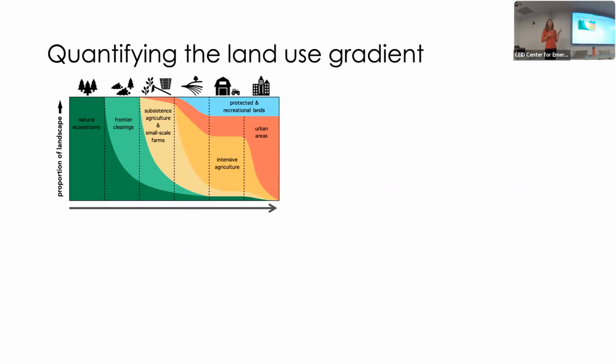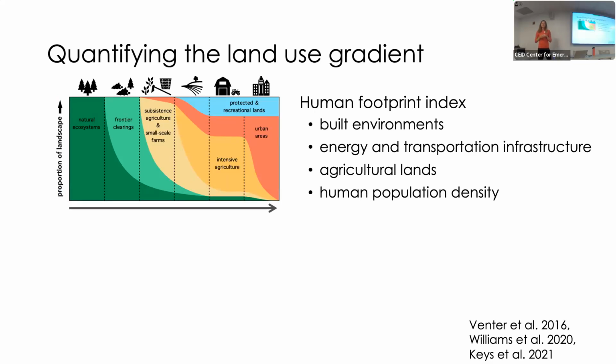So how do we actually quantify this land use gradient, which we know is really complex and multidimensional? How do we collapse this down into something that can be measured on a single axis? In the last 5 years or so, there have been advances in the science of human pressure mapping, where people have developed indices called the Human Footprint Index, which is basically a multidimensional index of how much human pressure is occurring in a given location. And it can be measured using satellite imagery.